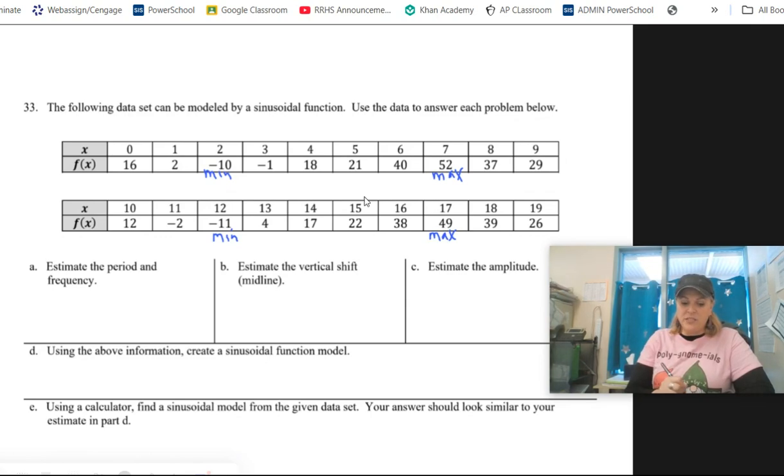Between these two, there has to be a 0 between each of these. Between this max and this min, there has to be a 0. So I'm going to just start with these questions. Estimate the period of the function and frequency.